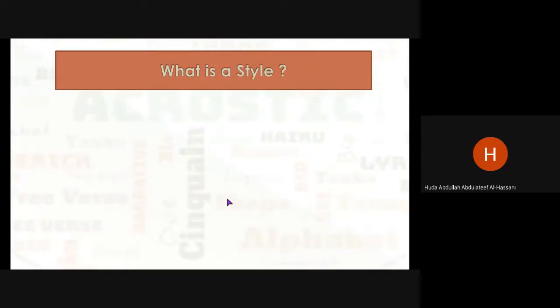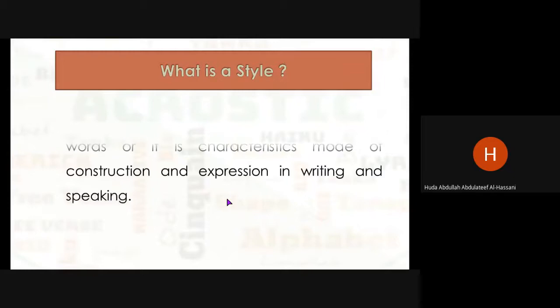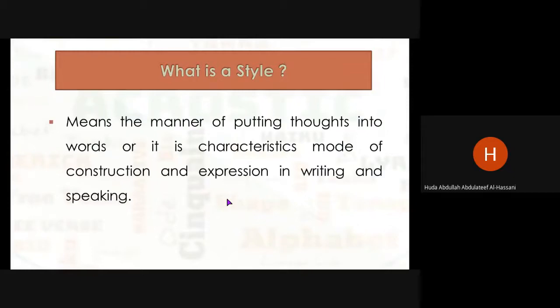What is a style? Now, a style means the manner of putting thoughts into words. I can either write by using simple words, simple sentences, or I can use complex wordings. So, it means the manner of putting thoughts into words, or it is a characteristic mode of construction and expression in writing and speaking.